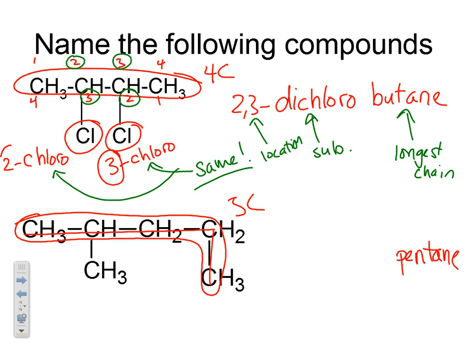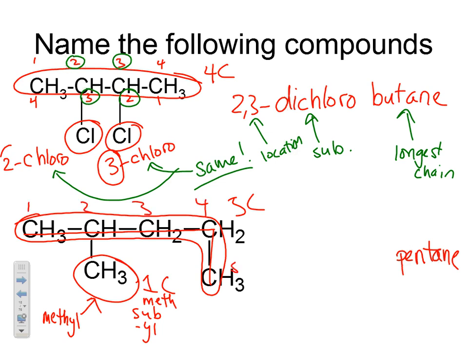So then I want to find my substituent. So this is attached to the longest carbon chain. It's 1 carbon, which is meth. It's a substituent. So it's going to end in YL. So this is a methyl group. Then I need to number my longest carbon chain so that the substituent is on the lowest possible number. So I could either go 1, 2, 3, 4, 5, left to right, or I could number right to left. So I could go 1, 2, 3, 4, 5.